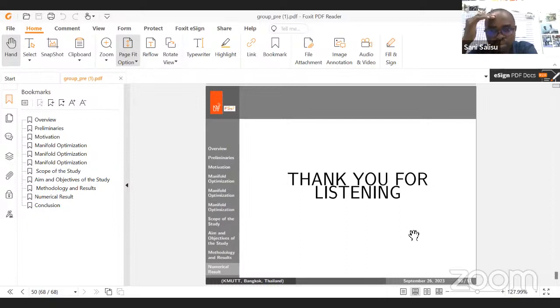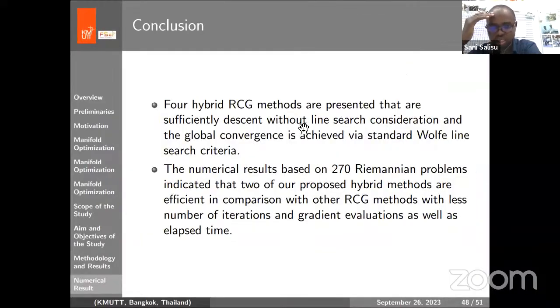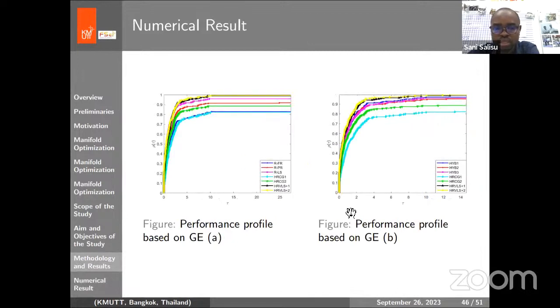Can I see the slide for the conclusion? On the second part here, you stated that your numerical results are based on 270 Riemannian problems. Can we have a highlight of these 270 Riemannian problems? Are they really 270 different problems, or are they just a few problems tested differently multiple times?